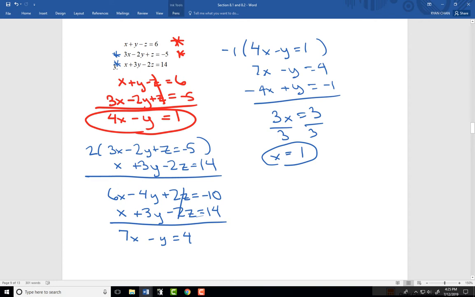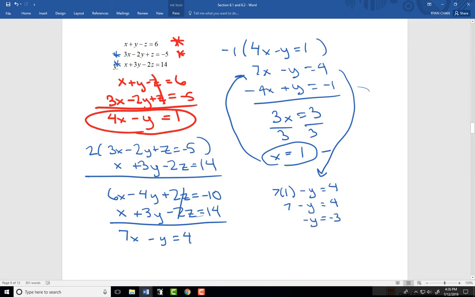Okay, so I always plug my first number into one of my 2 by 2 equations. So this is 7 times 1 minus y is equal to 4. 7 minus y is equal to 4. Negative y is equal to negative 3. Divide both sides by negative 1. I have y is equal to 3.